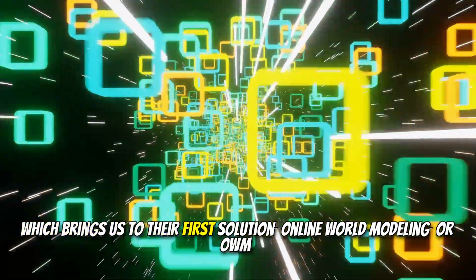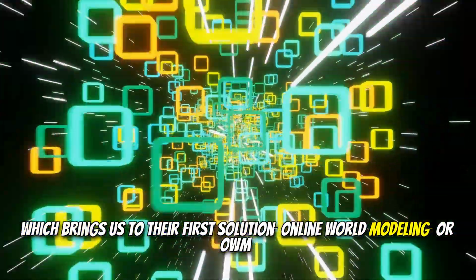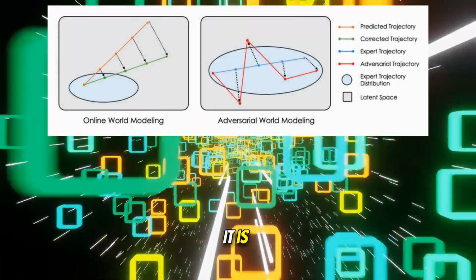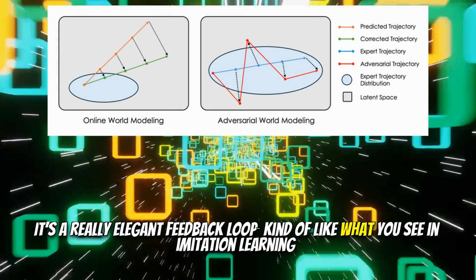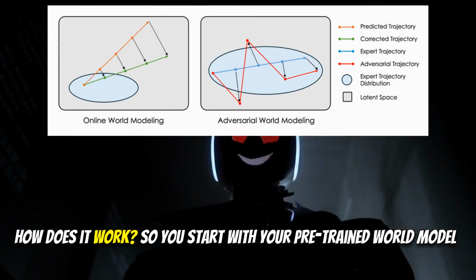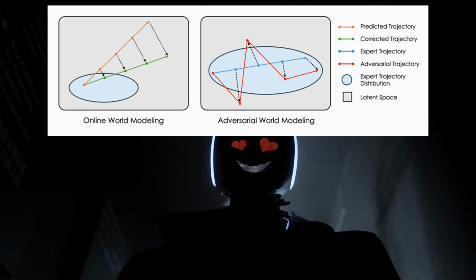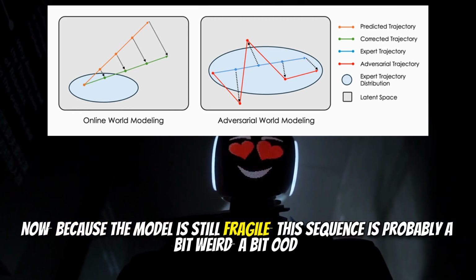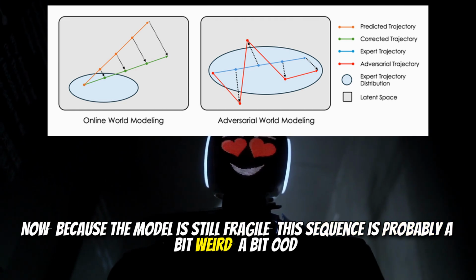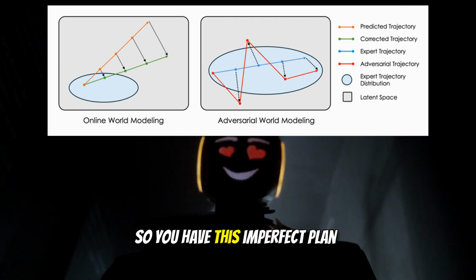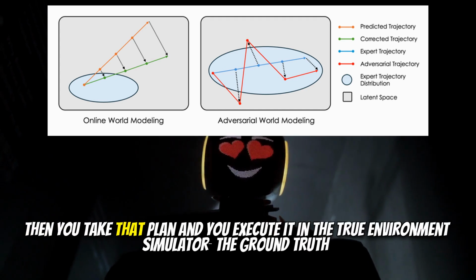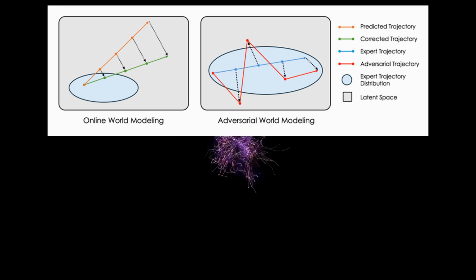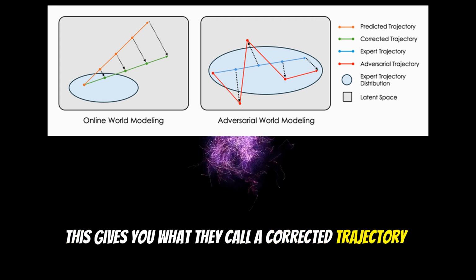Which brings us to their first solution, online world modeling, or OWM. And this one is aimed squarely at that OOD problem. It is. It's a really elegant feedback loop, kind of like what you see in imitation learning. How does it work? So you start with your pre-trained world model. You use GBP to plan an action sequence. Now, because the model is still fragile, this sequence is probably a bit weird, a bit OOD. Okay, so you have this imperfect plan. Right. Then you take that plan and you execute it in the true environment simulator, the ground truth. This gives you what they call a corrected trajectory.